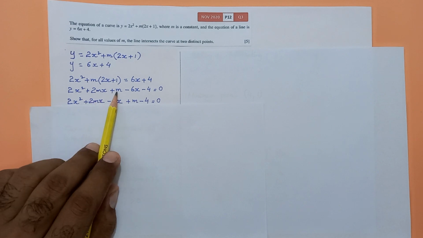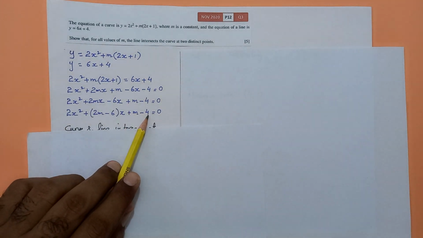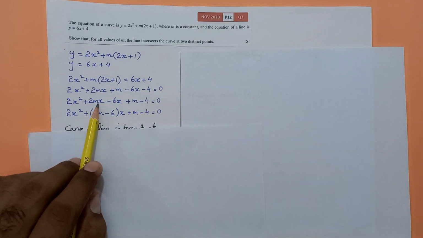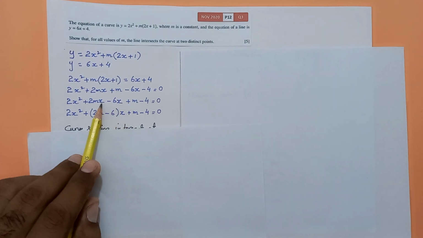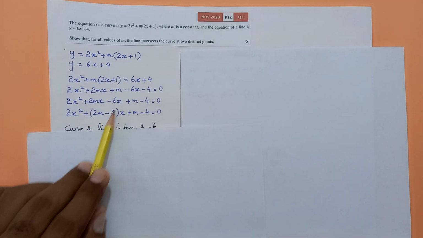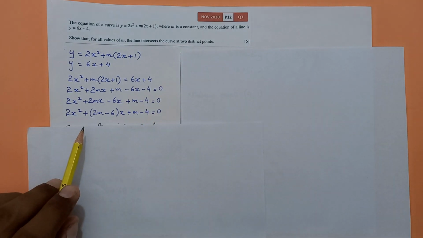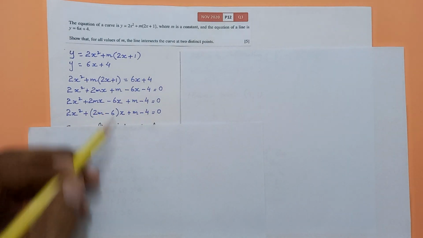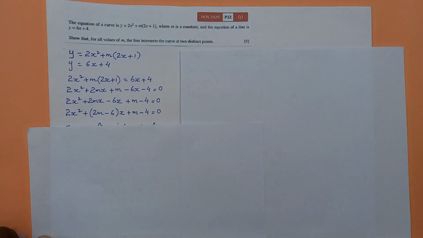Open up the bracket. After opening the bracket, just rearrange the terms so that it becomes a proper quadratic equation, like 2x², then 2mx, and we have negative 6x. Both of them contain x as common. We are left with (2m - 6) and (m - 4). That means in a proper quadratic form, a is 2, b is 2m - 6 and c is m - 4. The condition was two distinct points.